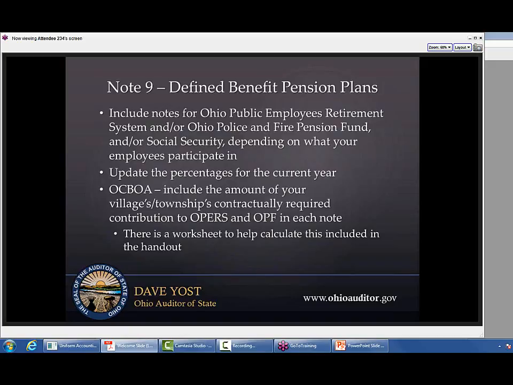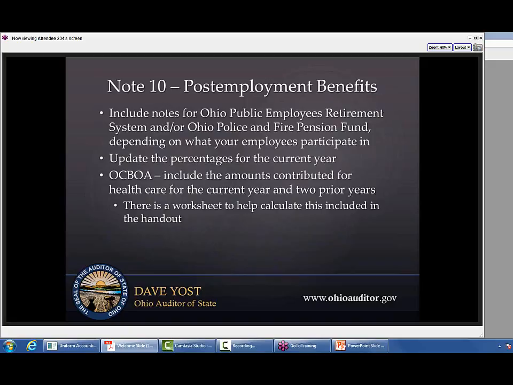If we go to Note 10, which is the Postemployment Benefits, it's the same thing I just talked about. You're going to want to go to our website, to the samples for your entity, and make sure you have the latest and greatest wording every year, as we're going to try our best to keep those updated and have them ready to go by the first part of January each year.